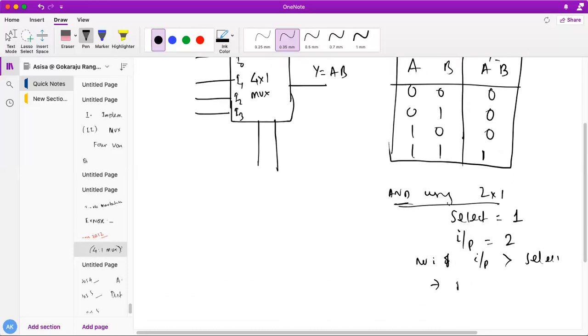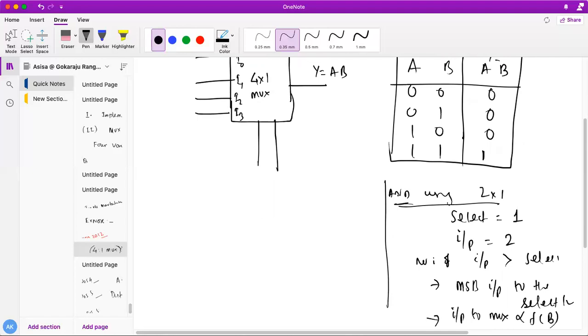Okay, the first step what we have done, we have connected the MSB input to the select line. Am I correct, students? And the remaining input to the mux, we have found out which is a function of the remaining variable B. Am I correct, students? This we have done when my case is nothing else, number of inputs is greater than the select line. Okay, do you all understand?